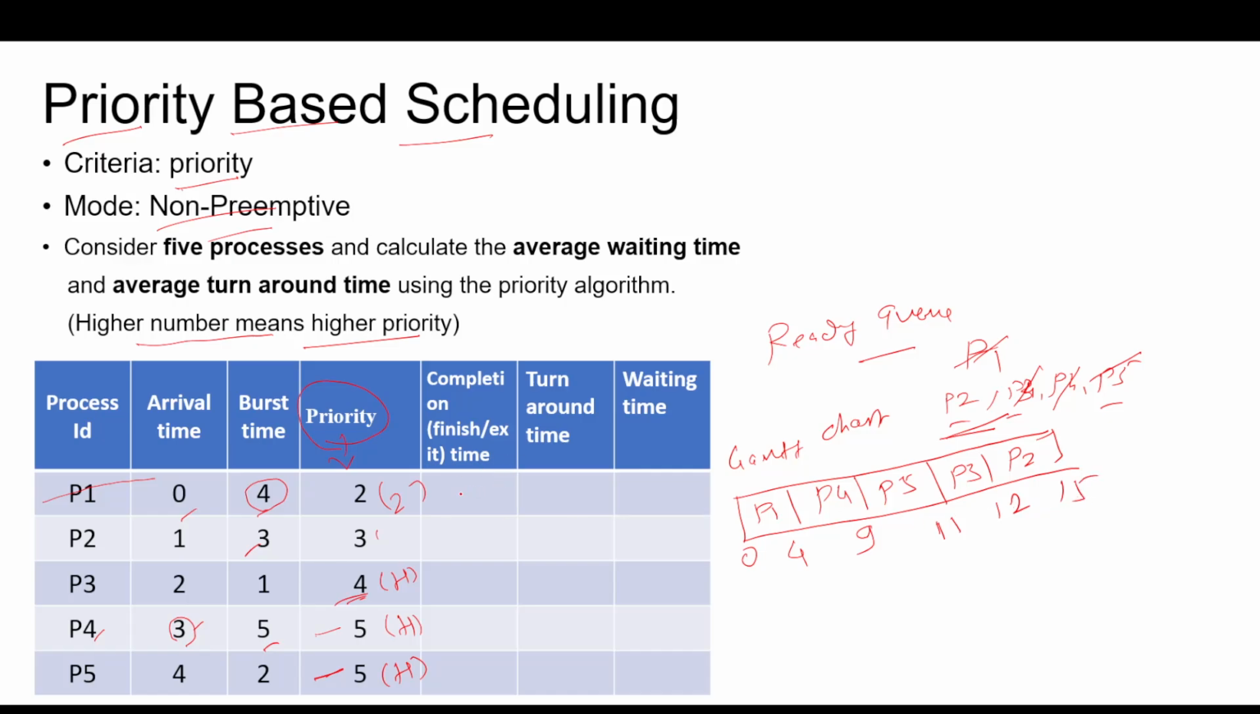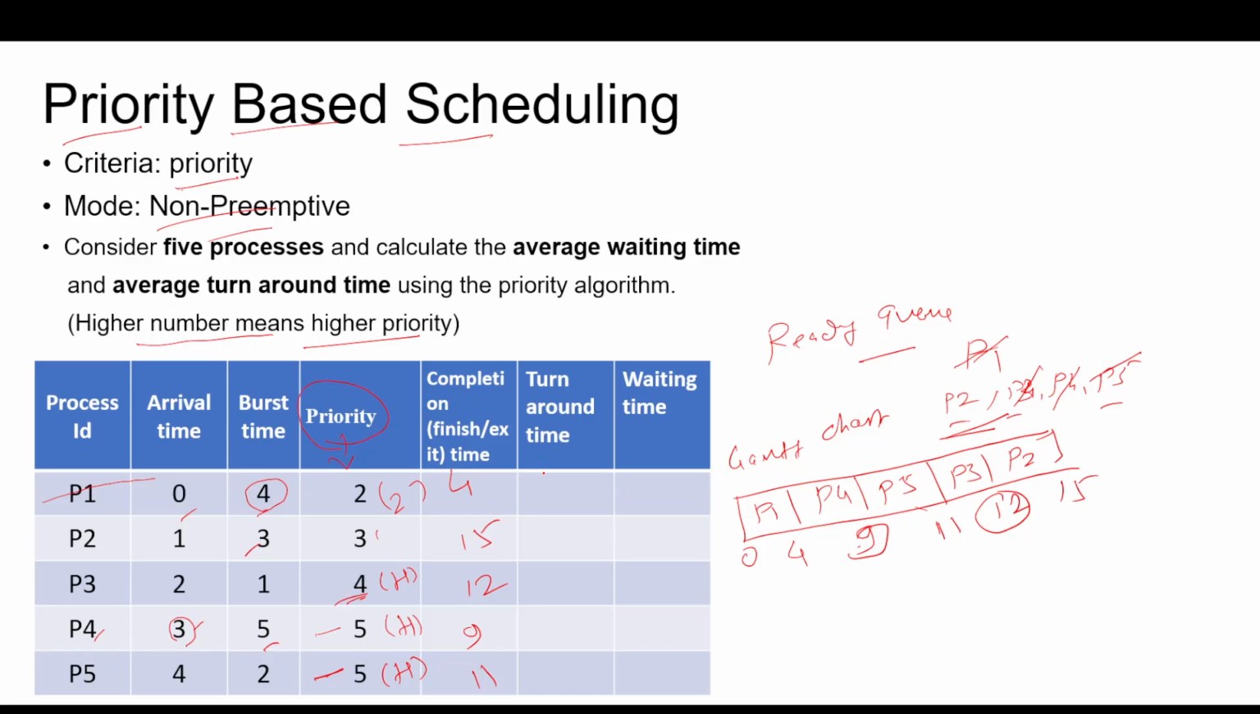Now see, we have calculated the completion timings. P1 is completed at the fourth unit. P2 is completed at the last, 15th unit. P3 is completed at the 12th unit. P4 is completed at the 9th unit, and P5 is completed at the 11th unit. So now we have the exit time or completion time.